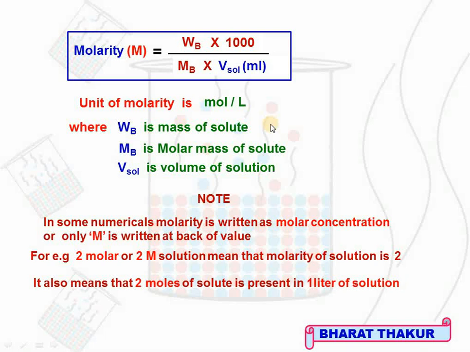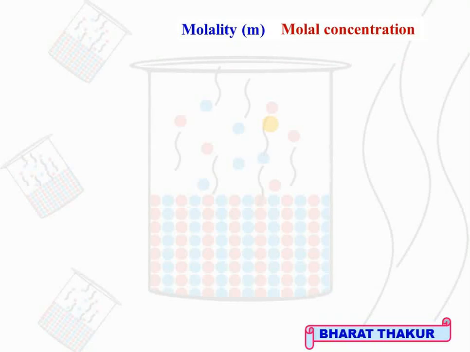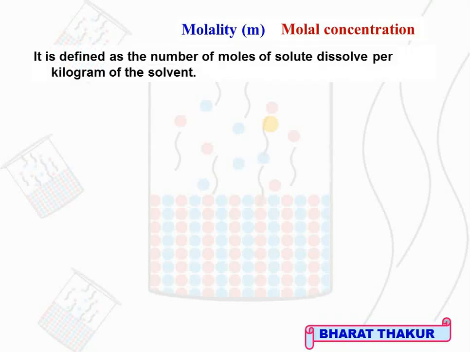So by giving the value of molarity, we will be able to identify the total number of moles of solute present and total volume of the solution also. So these can be useful for the numericals. Now molality, shown by small m, or it may be called molal concentration. It is defined as the number of moles of solute dissolved per kilogram of solvent.